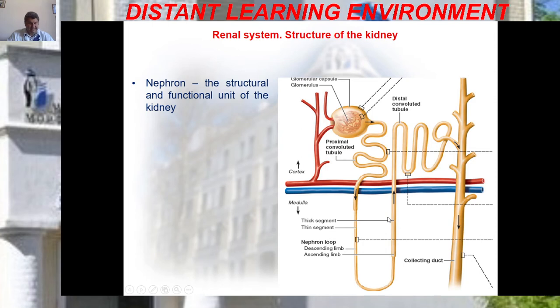The ascending limb of Henle's loop is continuous with a distal segment consisting of the thick ascending limb. You may see it here on this picture. In turn it is continuous with the distal convoluted tubule. Also you can see this tubule here. And then with the junctional tubule or collecting duct. The junctional tubule drains into the collecting tubule.